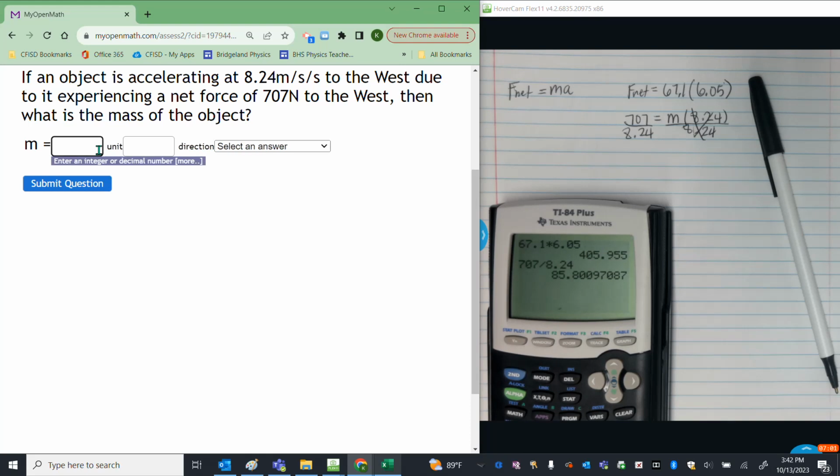Again, I only have to have 2 decimal places according to the directions for these assignments, so 85.80 is fine. The units for mass will be kilograms, and the direction. Mass does not have a direction. It is scalar, so we're going to select that from the options.